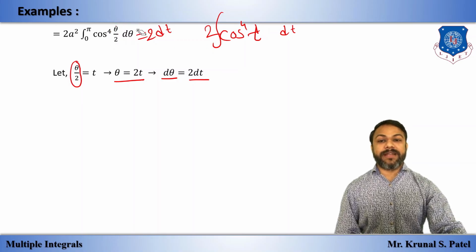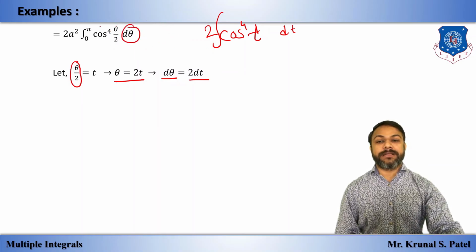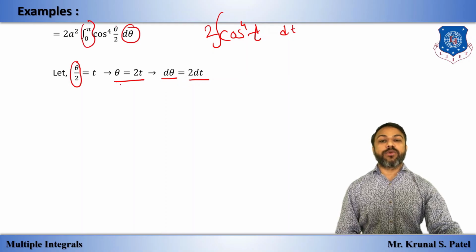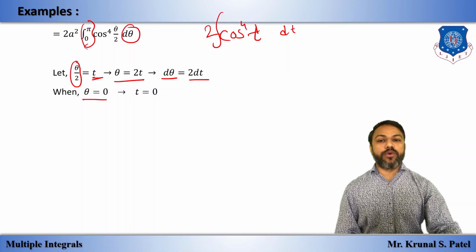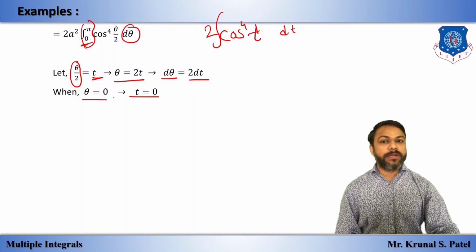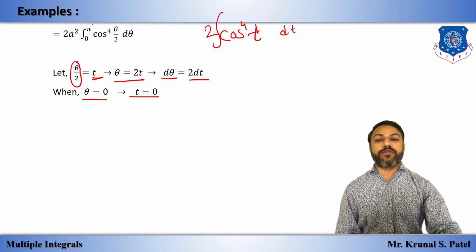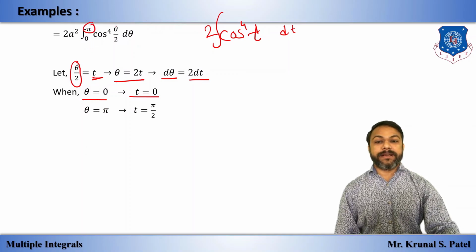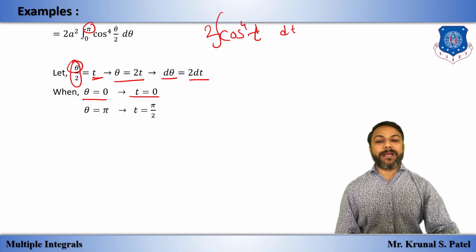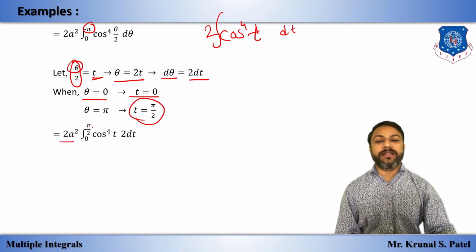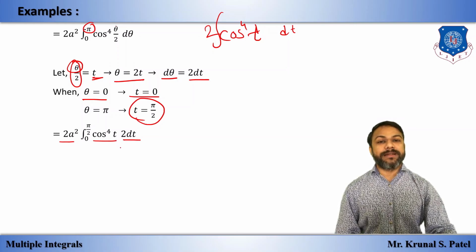Now the given limits are for theta, and we have to convert them for t. When theta is 0, t is also 0. And if we put theta equal to pi, t gives pi by 2. The new limit is 0 to pi by 2. So we have 2a squared, integral from 0 to pi by 2 of cos raised to 4 t, times 2 dt, taking 2 outside gives 4a squared and this.